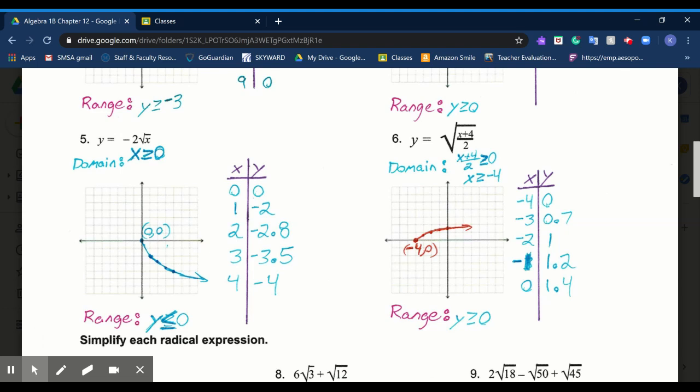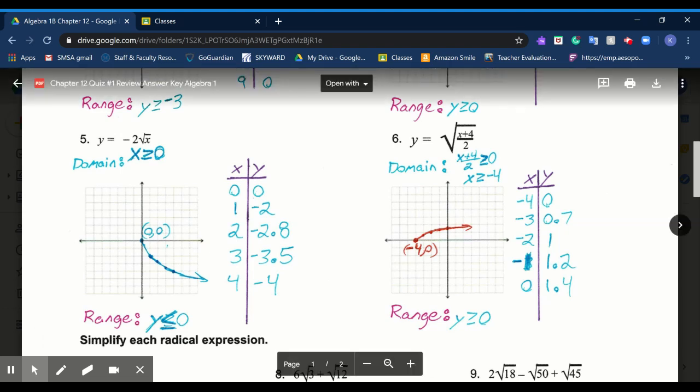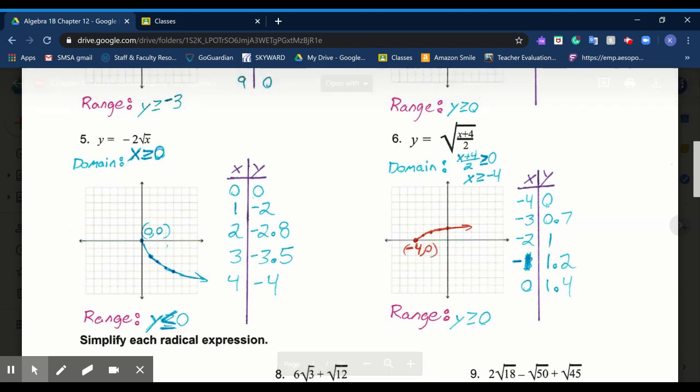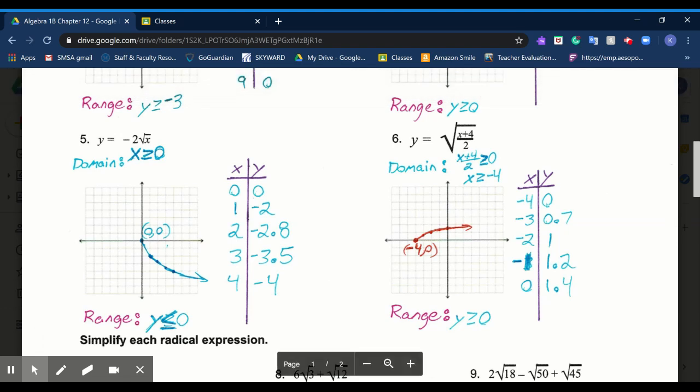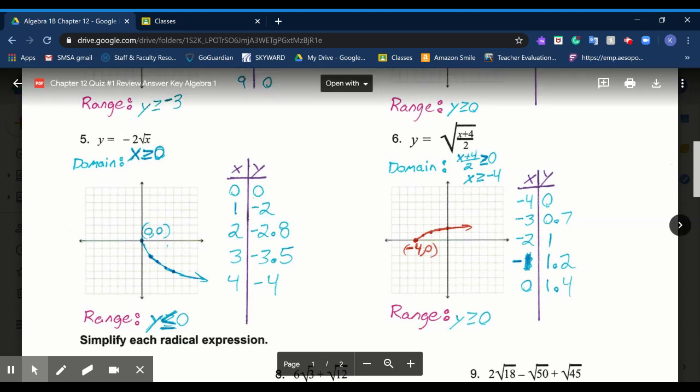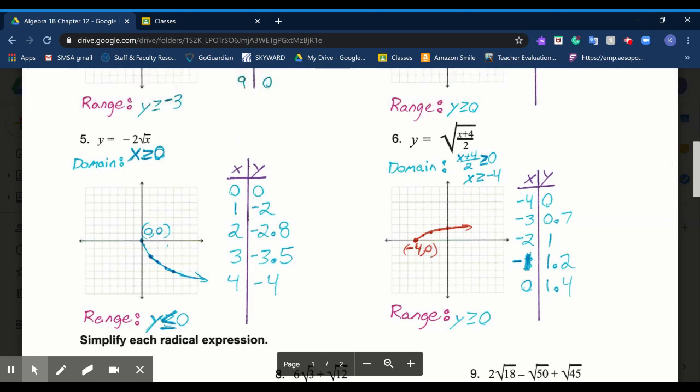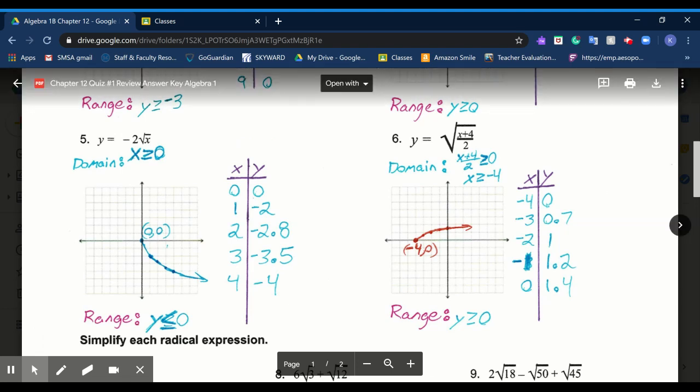The thing to keep in mind for 5 is because we have a negative value in front of the whole thing, so y equals -2 times square root of x, because that's a negative, our range, y is going to be less than or equal to a number. So that's the only time where it's going to flip. The y is going to be less than or equal to a value for the range if there's a negative in front of the whole expression.